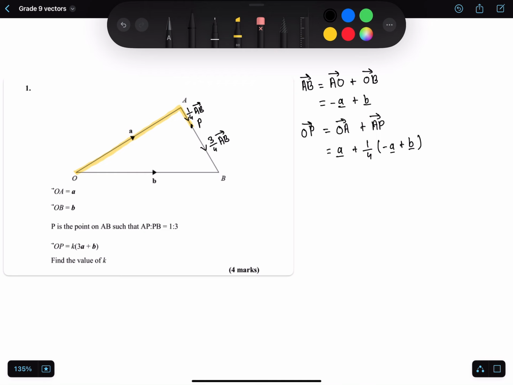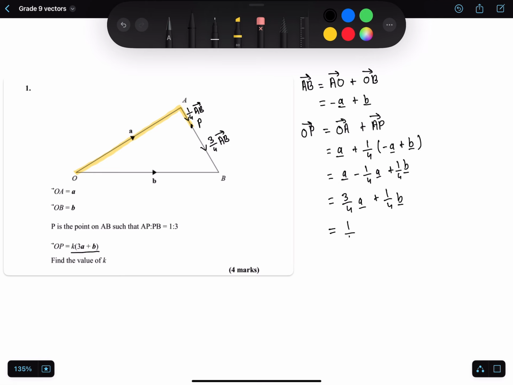And then we simplify that down. So we have A minus 1 over 4 A plus 1 over 4 B. And that will then give you 3 over 4 A plus 1 over 4 B. Now we want to get that in the form of K times (3A plus B). And by looking at what we have here, I think we can quickly notice how we can get to that form.